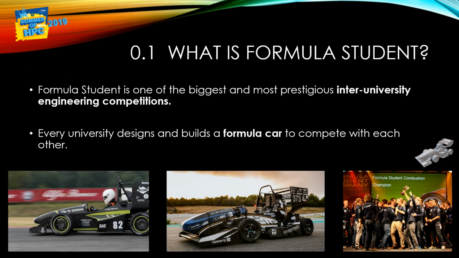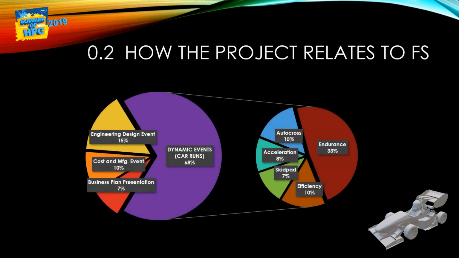What is Formula Student? It is an engineering competition between universities all over the world that design and manufacture their own formula car and then compete with each other in different countries. The competition is not only focused on having the fastest car, but also engineering decisions and methodologies are explained to the judges and provide around 1/3 of the total points.